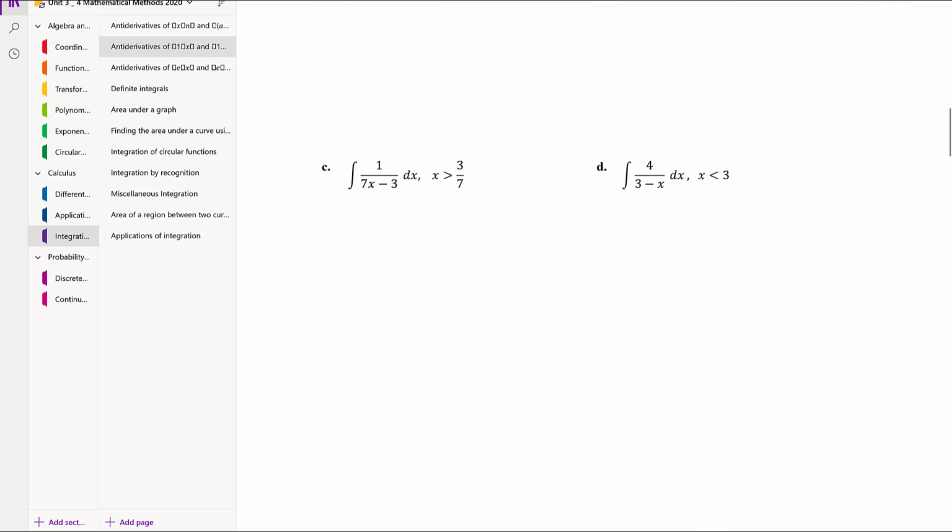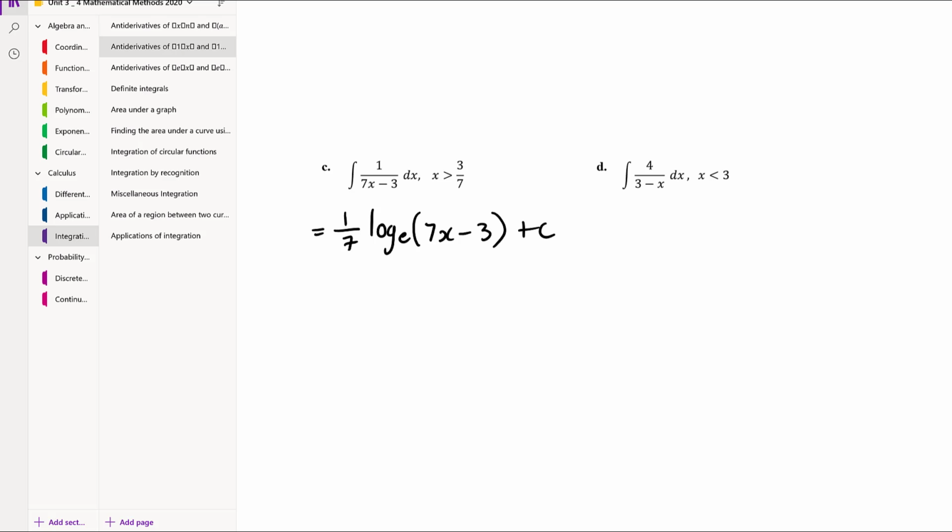Okay, part C. We're finding the antiderivative of this function. We've got this restriction that makes sure that the denominator is bigger than 0, and that's important because we're going to have log of that, and we know that the domain of log, the thing inside the log, has to be bigger than 0. Okay, so we're anti-differentiating 1 on ax plus b essentially, and we know we get 1 on a, which in this case is 1 on 7, times log e of ax plus b, so 7x minus 3. Again, only going to be true if x is bigger than 3 on 7, okay, and that's because otherwise we'd have problems with the log.